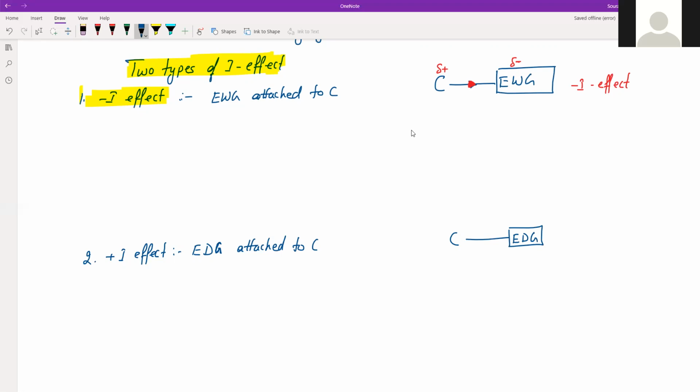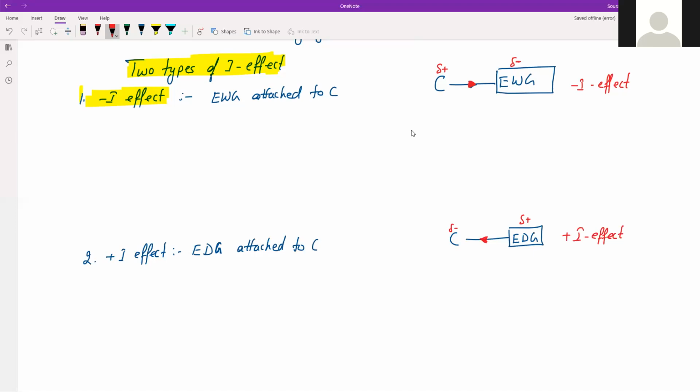So due to this, what will happen? Electron cloud will shift towards carbon. On carbon, there will be slightly negative charge. On the donating group, there will be slightly positive charge. And because carbon is gaining electrons, everything is with reference to that carbon. So with reference to that carbon, this is called plus I effect.